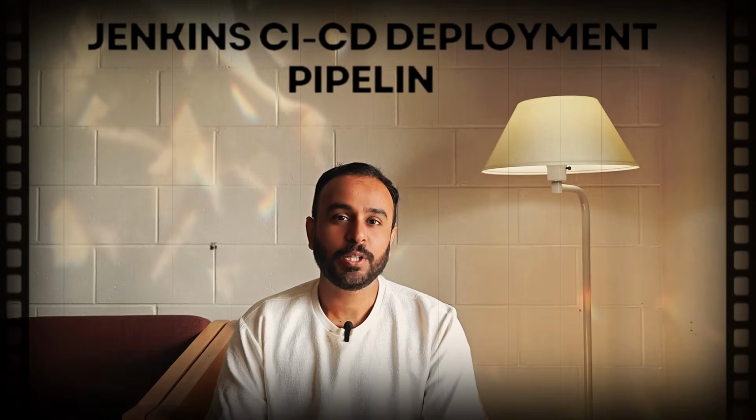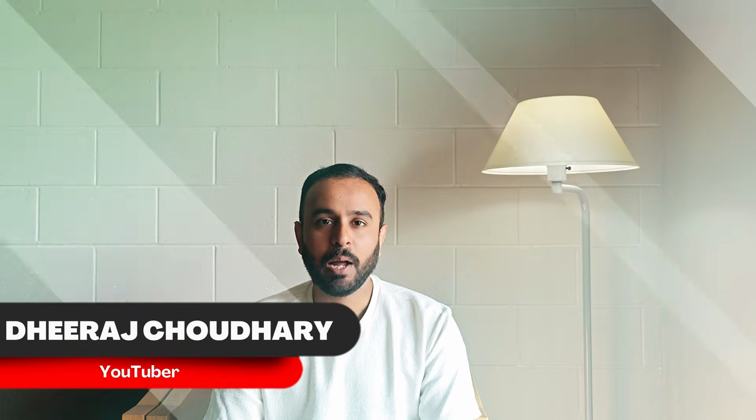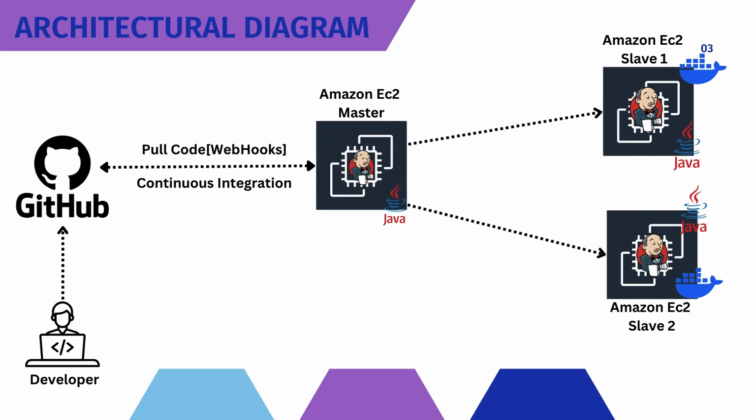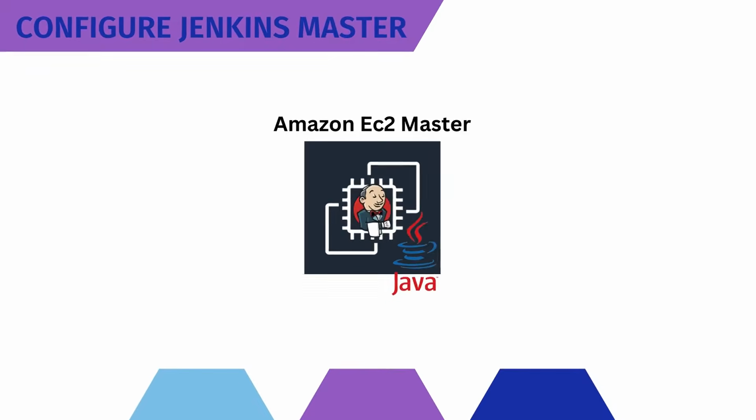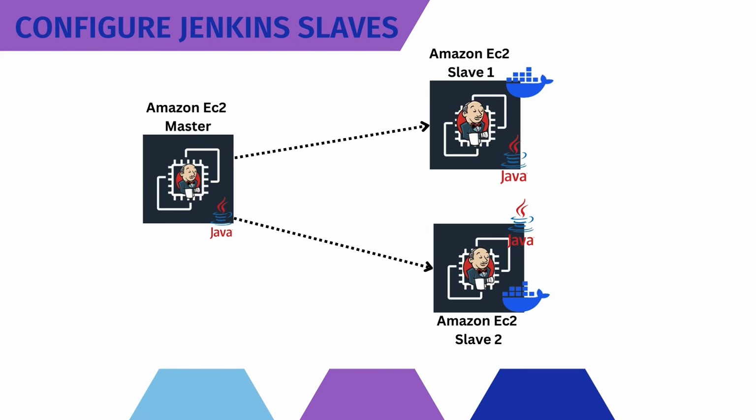In today's video, we are going to build a Jenkins pipeline, the end-to-end pipeline for continuous integration and continuous deployment. As part of this tutorial, I'm going to break it into 5 sections. First, we are going to understand the architectural diagram for our implementation. Second, we are going to configure the Jenkins master on an EC2 instance. Third, we are going to configure Jenkins slaves, and we are going to make the connectivity by using the Jenkins agent to the Jenkins master for the slaves.